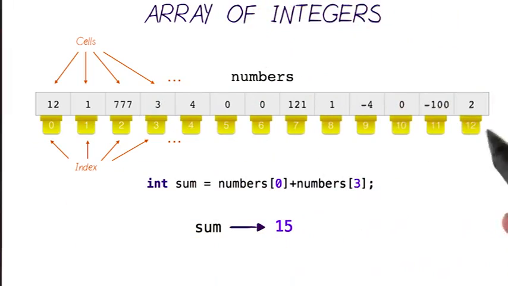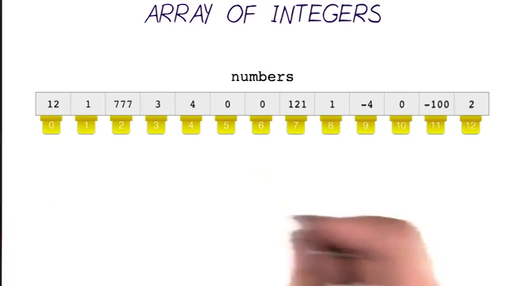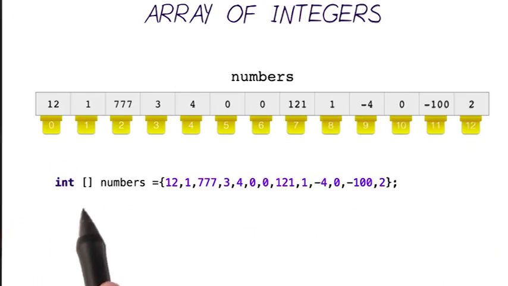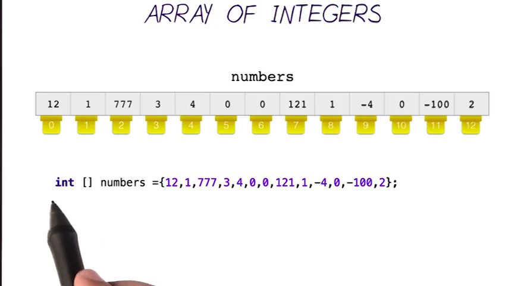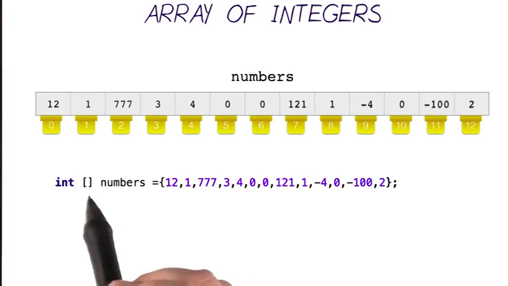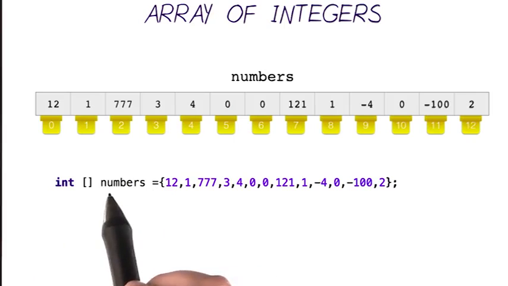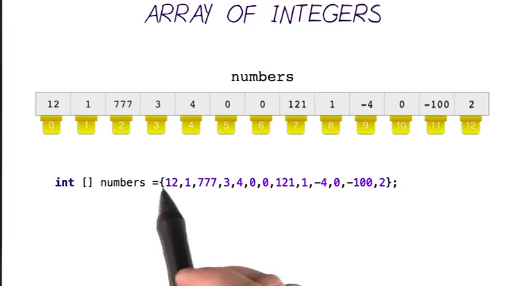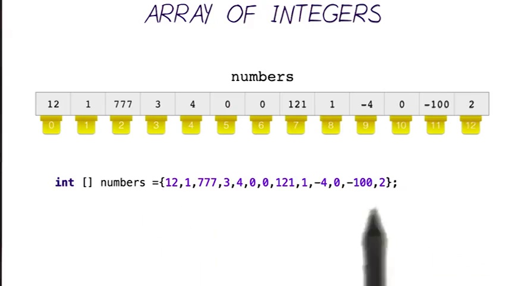But how do we even declare those arrays in the first place? Let's say we want to declare an array that looks something like this. We type in integer and then empty square brackets, just to say that we want to create an array of integers, not just a single integer. And then we write the name of our array, which in our case is called numbers, and then we follow that by equals and then curly brackets. Inside those curly brackets, we just list all the values we want to have in our array.